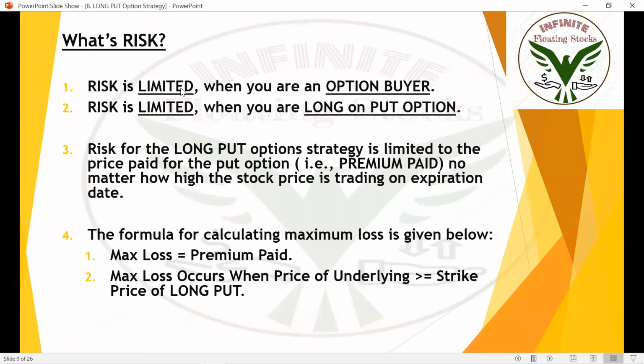So risk is limited. You already know. Risk is limited when you're an option buyer and when you're long on put option. So risk for long put option strategy is limited, and you'll be losing only premium paid. No matter how high the stock goes, risk is limited. Even if it is going down to 16,000 instead of falling down to 13,800, you will be losing only 1,279 when you're dealing with one lot. Maximum loss is premium paid, and maximum loss occurs when price of underlying asset is greater than or equal to strike price of long put.